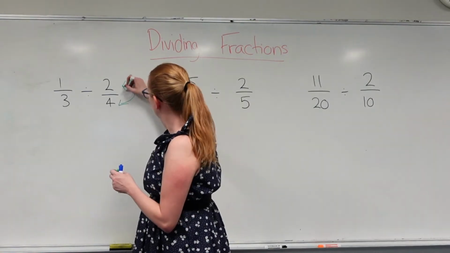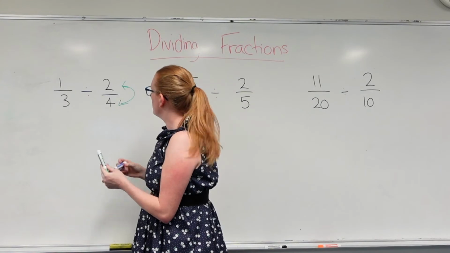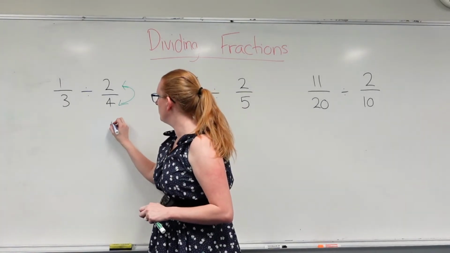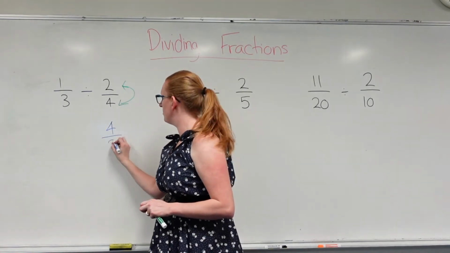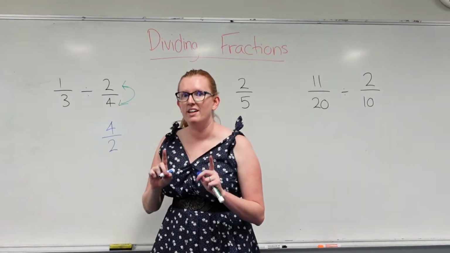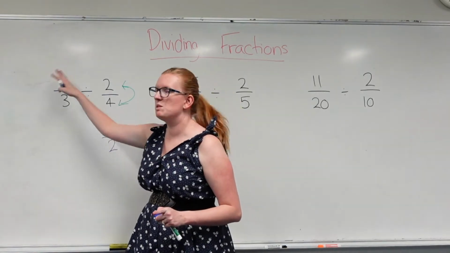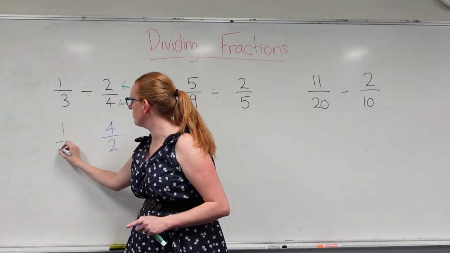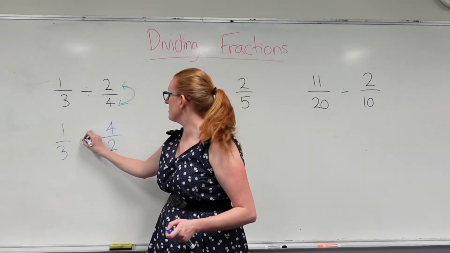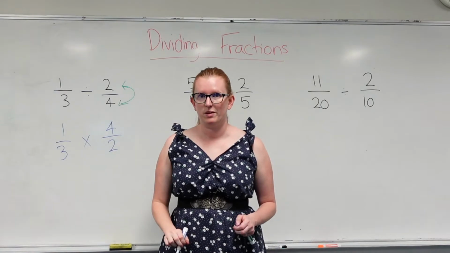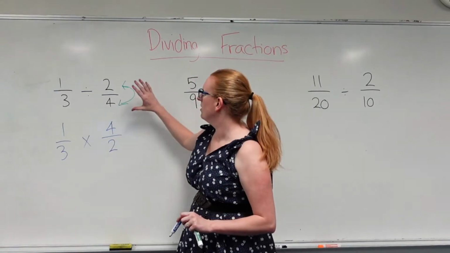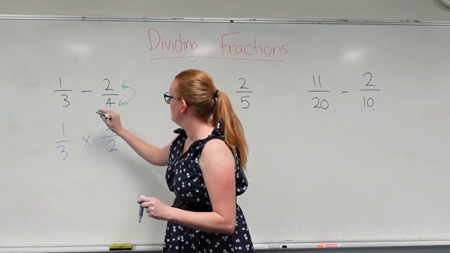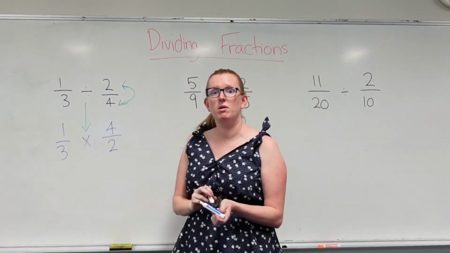So let me just rewrite this question for you so you know what I'm saying. When I'm flipping this fraction upside down, the 4 is going to be on the top and the 2 is going to be on the bottom. Okay, and now what we do is this becomes multiply. So my first fraction stays the same, so it's 1 over 3, but instead of dividing, now I'm just going to times. Okay, let me say that again. All we do is we flip our second fraction and our divide turns into a multiply.